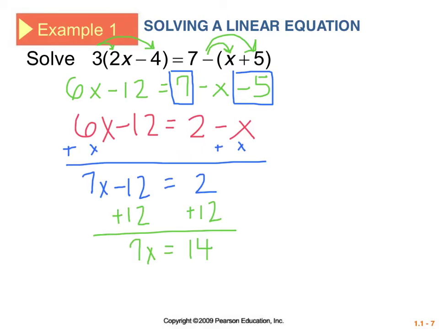And now the only thing I have left to do is to get rid of the 7 next to the x, and I do that by division, because that is the inverse operation of multiplication. And so dividing both sides by 7, I get a solution of x equals 2.